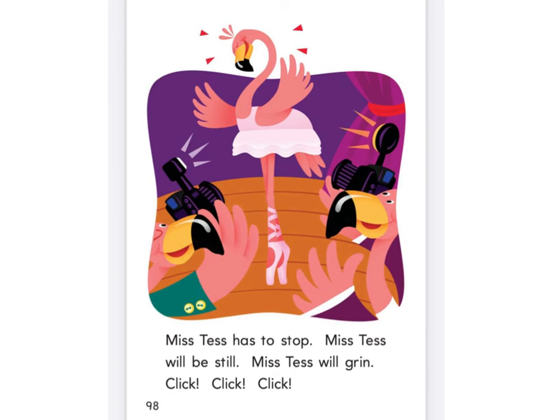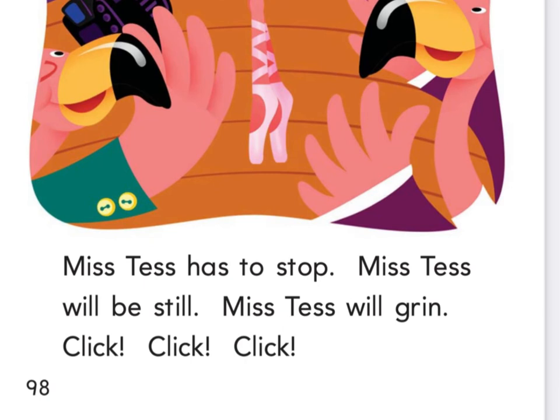Now what's she doing? She's getting pictures taken of her, yeah. All right, what sight words do you see? Get your highlighter. Has to. Stop is one of our words this week, yep. Will. Be. Still. And will. That's one of our words for this week. Stop.